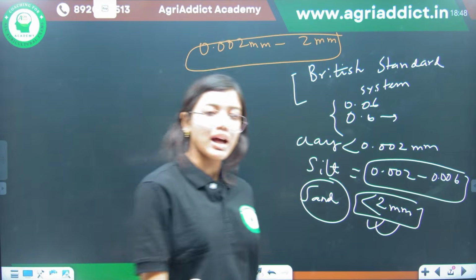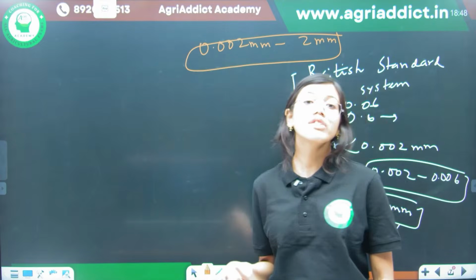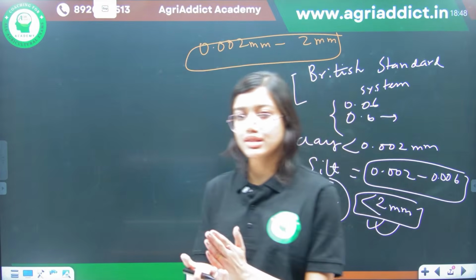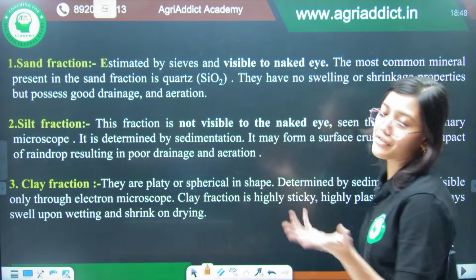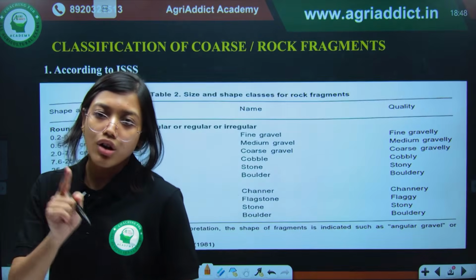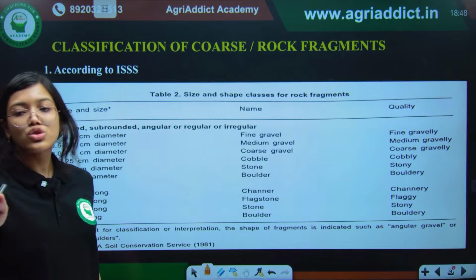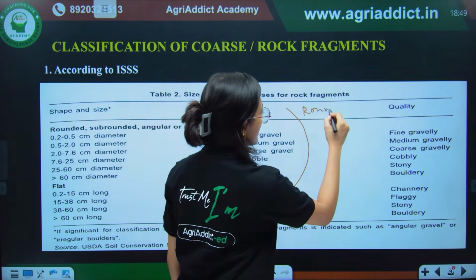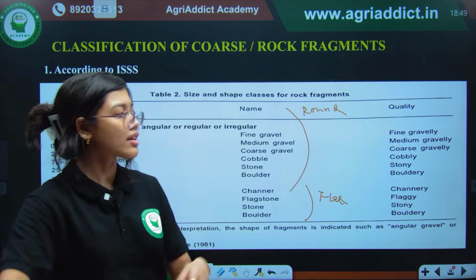But you can ask me, ma'am, we have also other particles like stone, gravel. So, where will we include them? They are also part of soil, but they are not considered as soil separates or primary particles. Okay, we classify them in a different manner. Now, this is the classification of the non-soil particles. You see that we have actually two different systems of classification. This one is for round particles, and this one is for flat particles. Okay. So, either your particles might be flat or they may be round.